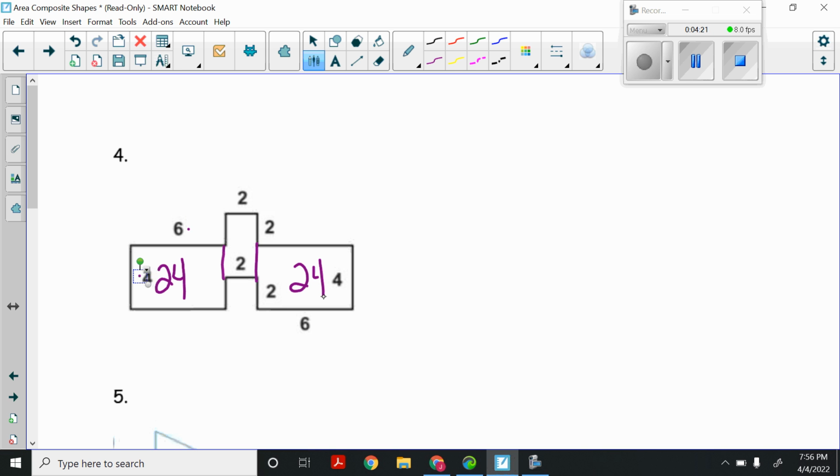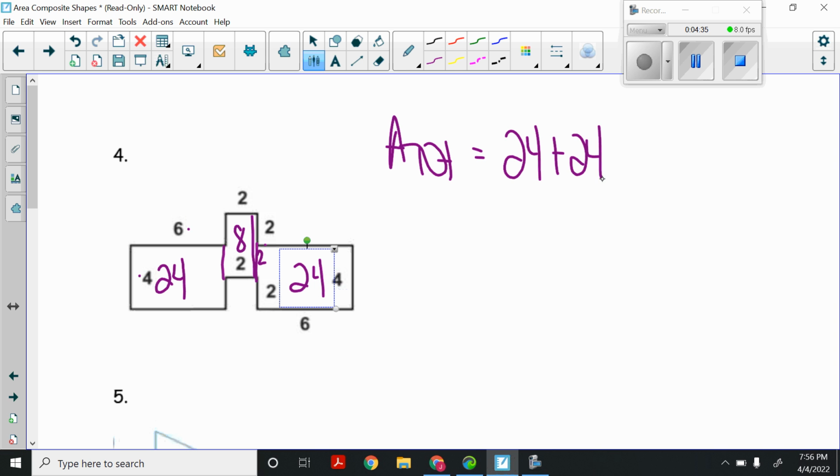So here, okay, this whole thing is 4 units. Up here is 2, so this is 2. So this whole thing is also 4. So 4 times 2 is 8. So the total area, 24 plus 24 plus 8. So 24 plus 24 gets me 48. 48 plus 8 gets me 56 square units.